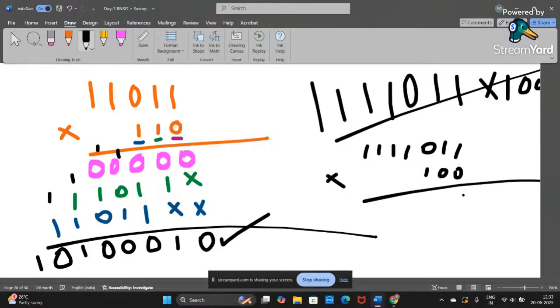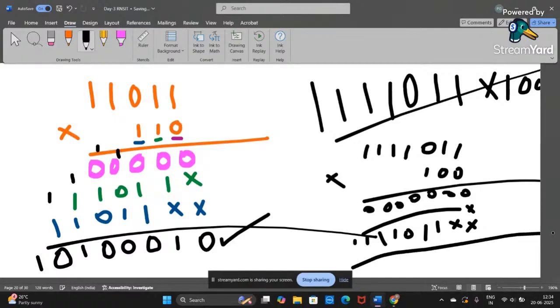You have to multiply all the numbers. So multiplying 0 with any other number will be 0 itself. So first will be 0 0 0 0 0. So again, the next number is also 0, but we have to leave one space here. So followed by 0 again. Next we have to leave 2 spaces and we have to multiply with 1. So multiplying with 1, it will be the same. So 1 1 0 1 1.